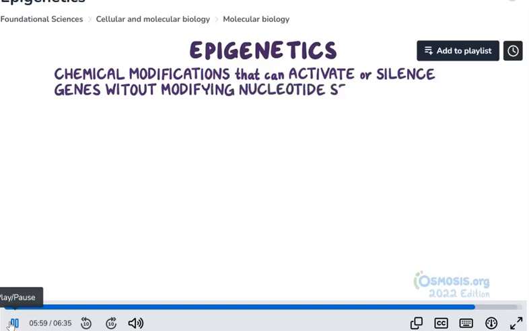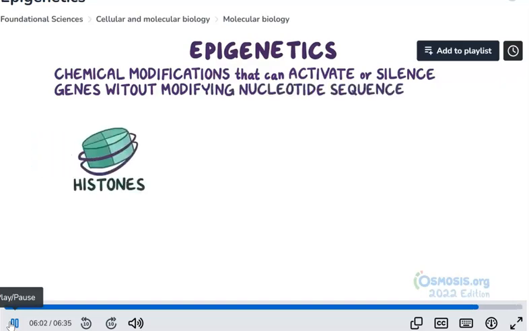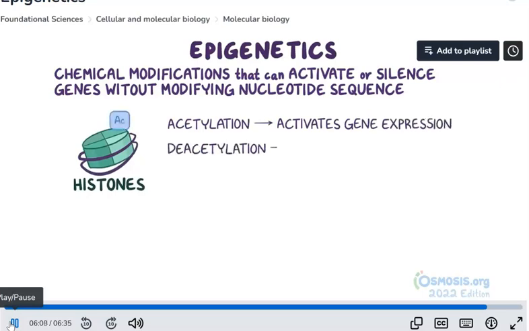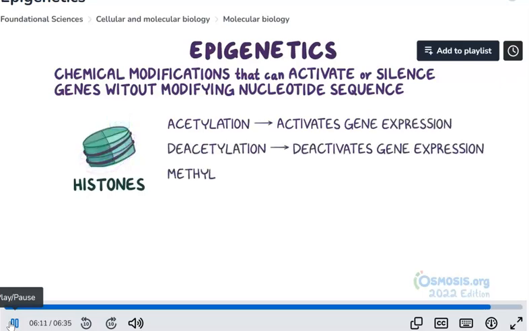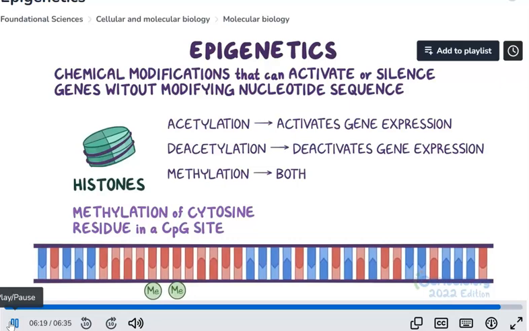Alright, as a quick recap, epigenetics refers to the chemical modifications that can selectively activate or silence certain genes without modifying the nucleotide sequence of the gene. For histones, this can happen through acetylation, which activates gene expression, deacetylation, which deactivates gene expression, or methylation, which can do both. Finally, DNA can be epigenetically altered by methylation of a cytosine residue in a CpG site, which silences gene expression.